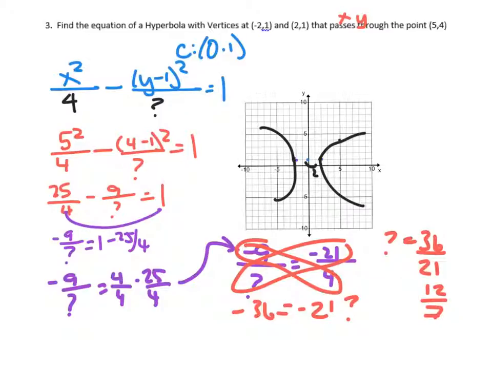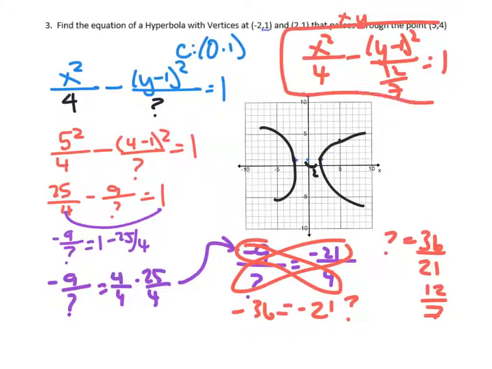So my denominator becomes 12 over 7. And that's my equation.